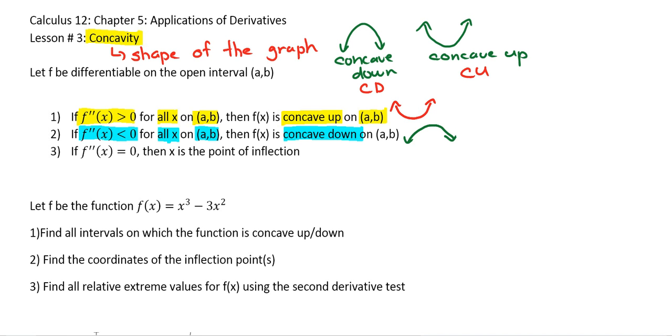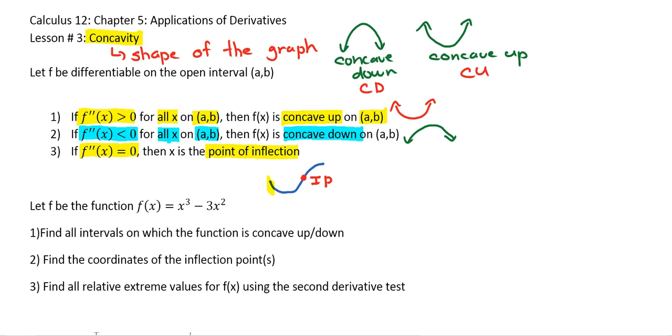And finally, if my second derivative is equal to 0, that means I have a point of inflection. So the point of inflection, this basically means that I'm not concave up or concave down. So let me just give you a little diagram of what that looks like. If my graph looks like this, basically this right here would be an inflection point, IP. So that means this red dot there, that basically means I'm not concave up or concave down.